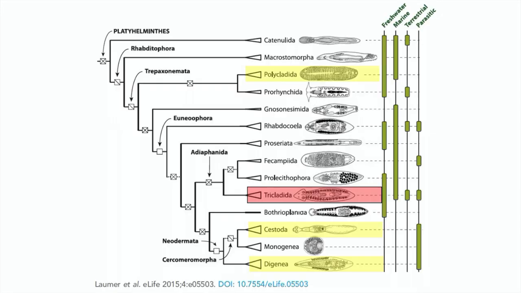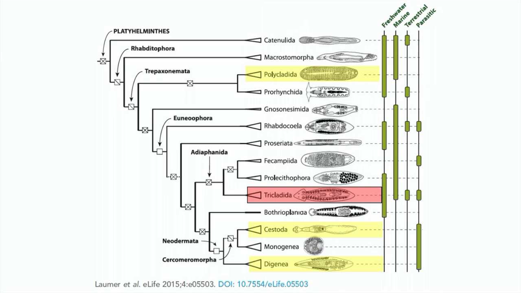The animals we'll look at fall into four clades: triclads, polyclads, digenians, and cestodes, and those last two groups are exclusively parasitic. Highlighting the groups we will look at makes clear that we're ignoring a ton of flatworm diversity. Most of these other groups are really only known by flatworm specialists. The ones we'll cover are the large free-living ones or the parasitic ones that most people are likely to encounter.